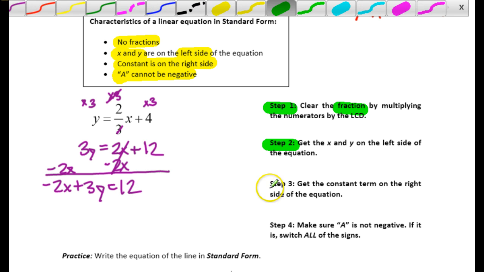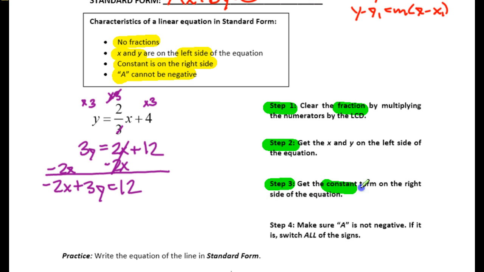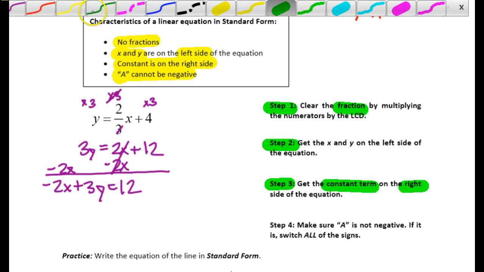Alright, step 3. Get the constant term on the right side. Remember, the constant term is the term or the number that's by itself. It does not have a variable. Well, 12 is the number without a variable. That's the constant. It's already on the right side. So, see, I don't have to do that step.